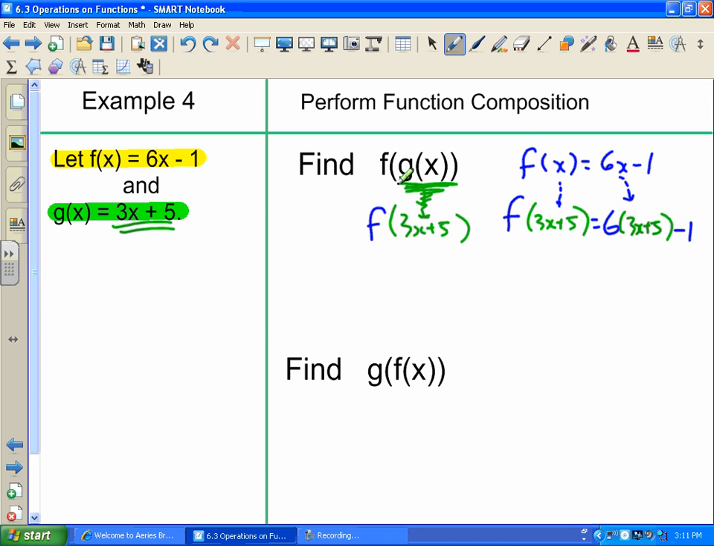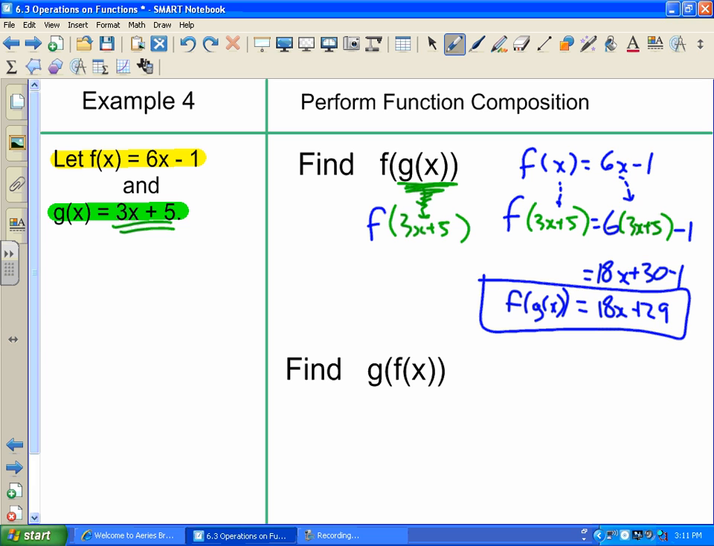So all I have to do is work the right-hand side. Distribute: 6 times 3x is 18x. 6 times 5 is 30, and that's a minus 1. That becomes 18x plus 29. That's my answer. That is what f of g of x is: 18x plus 29. That's not that bad.